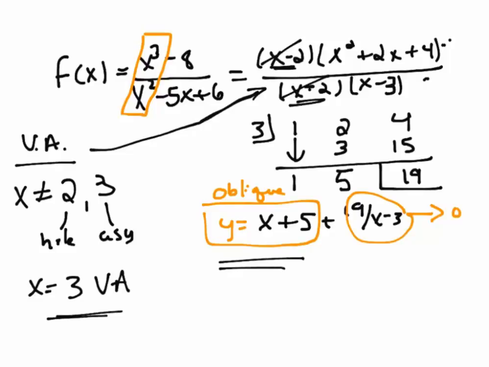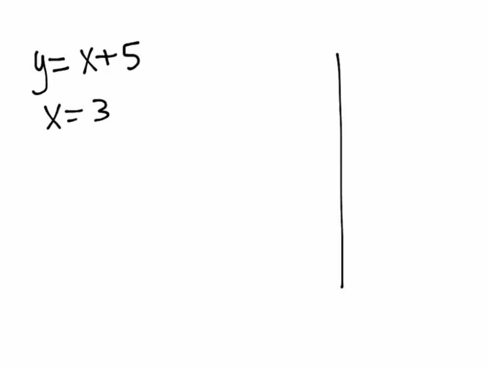All right, so let's get sketching. Let's go to another page and remind ourselves: you have an asymptote at y equals x plus 5 and x equals 3 are the asymptotes. So if you graph that, 1, 2, 3, 4, 5.